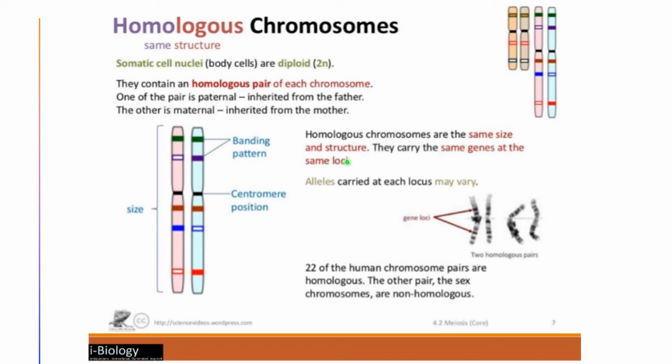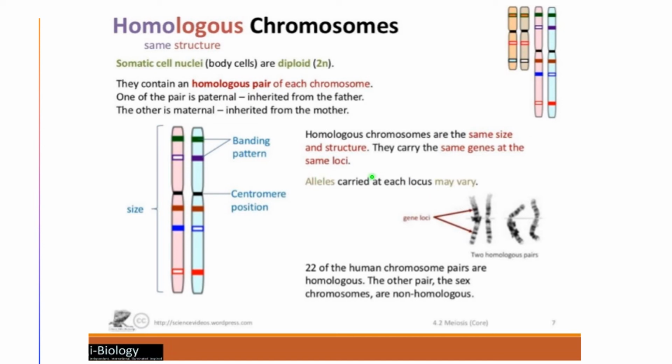Homologous chromosomes are the same size and structure. They carry the same genes at the same loci. That's what a homologous chromosome is. But the alleles carried at each locus may vary. Alleles at each locus may vary, but they carry the same genes at the same loci.